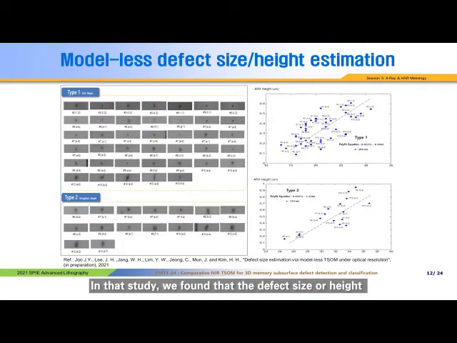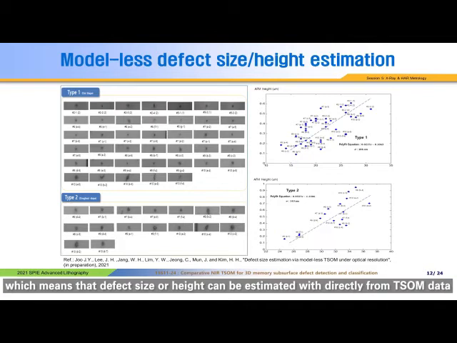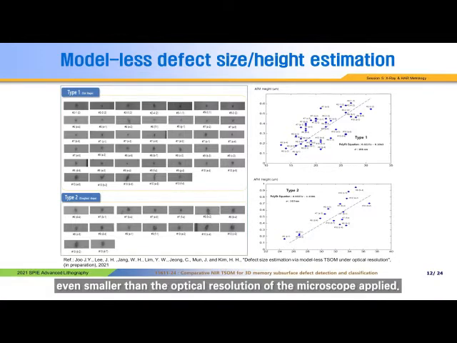In that study, we found that defect size or height has a high linear correlation to TSUM data parameters, such as 50% TSUM volume or 70% TSUM height, which means that defect size or height can be estimated directly from TSUM data, even smaller than the optical resolution of the microscope applied.